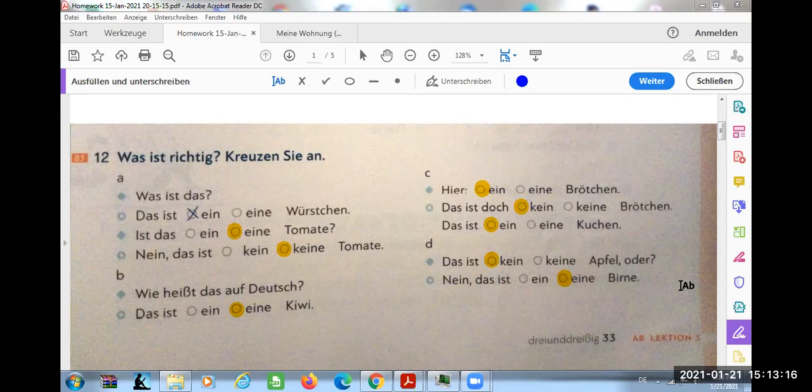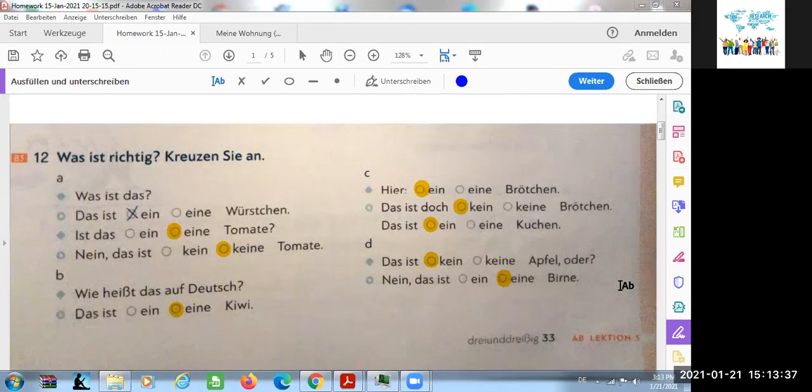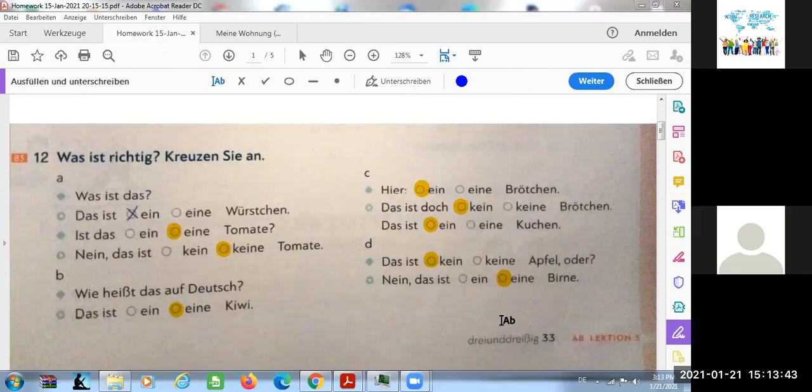Oh, das ist doch kein Russian. Das ist ein Kuchen. Perfect. Super. The last person to read. Can I read? Yes, bitte. This is Bridget. Can read.